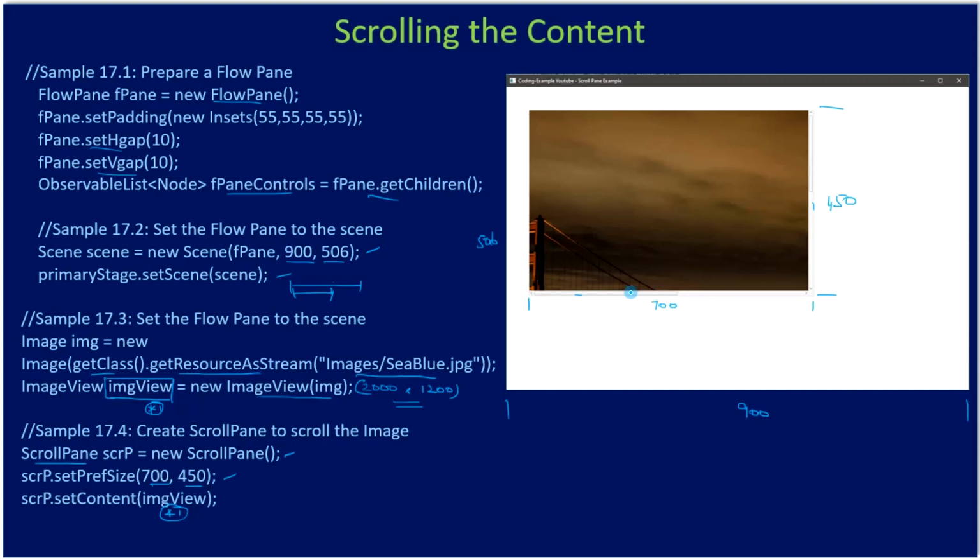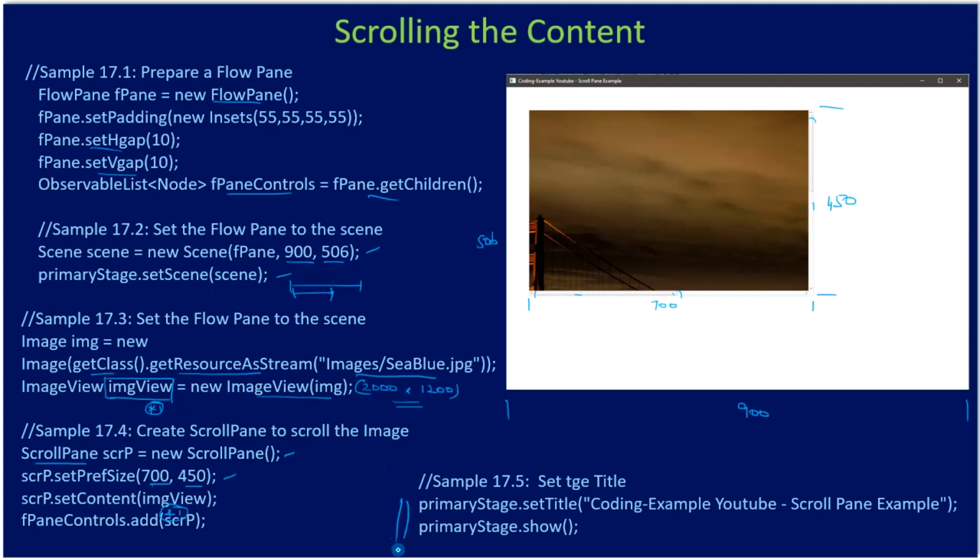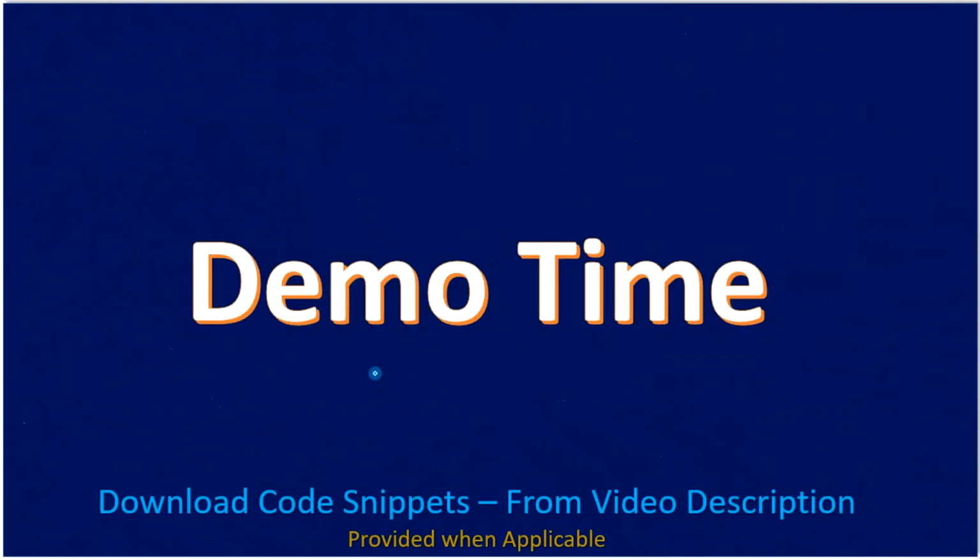When we go to the demo, at that time you can clearly see. So using the scroll thumb, you can scroll the image. So here is the scroll thumb. It's not visible in this screenshot. And when we go to the demo, at that time you can clearly see the scroll bar, and using that you can scroll the content of the image and view different portions of the image. Now let's go to the demo. Here we are setting the title as well as showing the stage.